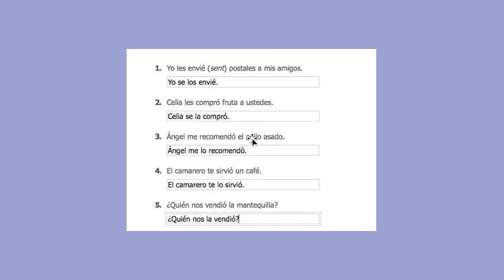Ángel me recomendó el pollo asado. Ángel me lo recomendó. Lo being el pollo asado. El camarero te sirvió un café. El camarero te lo sirvió. Lo being un café. ¿Quién nos vendió la mantequilla? ¿Quién nos la vendió? La being la mantequilla.